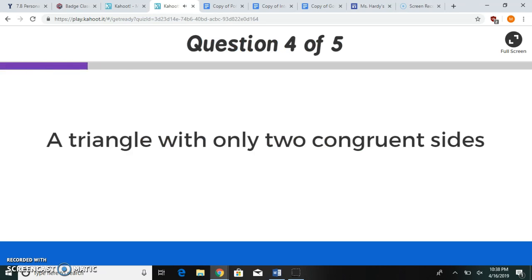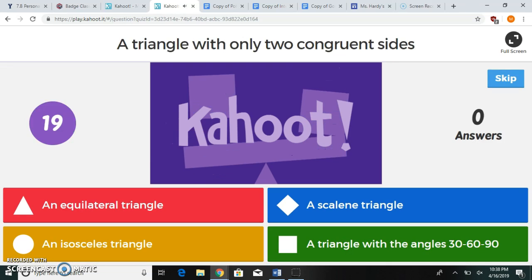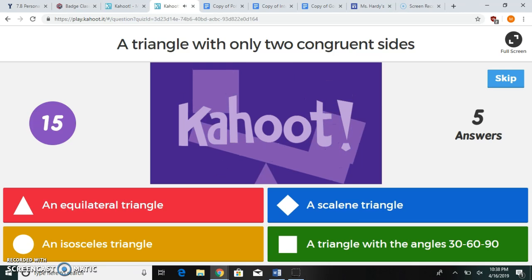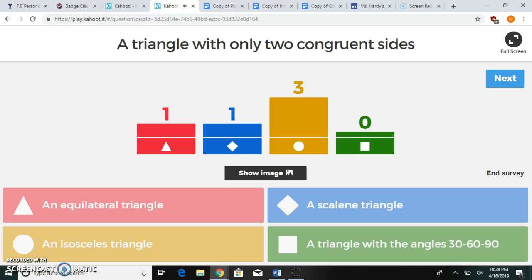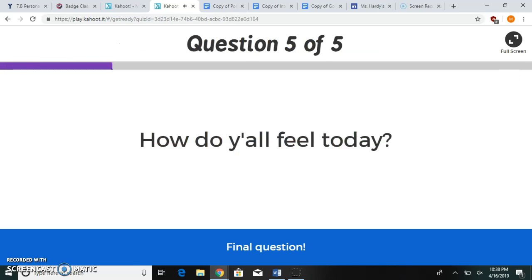Good job. A triangle with only 2 congruent sides is an equilateral triangle, a scalene triangle, an isosceles triangle. Guessing. Nice. Yes. How do y'all feel today?